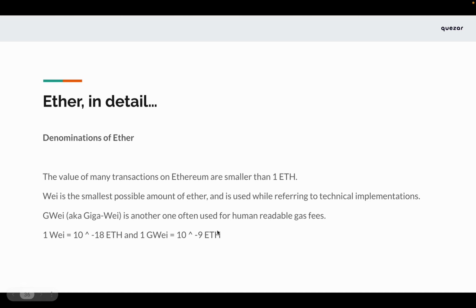So one Wei is equal to 10 to the power minus 18 ETH. That is, there are 10 to the power 18 Wei in 1 ETH, and 1 Gigawei is equal to 10 to the power minus 9 ETH. That is, there are 10 to the power 9 Gigawei in 1 ETH.